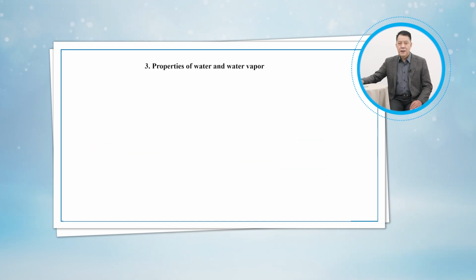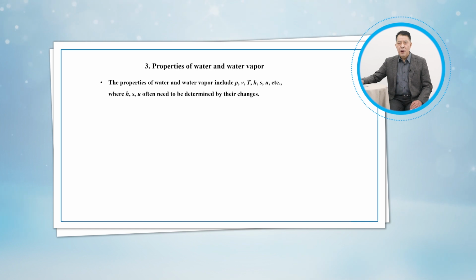Finally, let's talk about the properties of water and water vapor. The properties of water and water vapor include P, V, T, H, S, U, etc., where H, S, U often need to be determined by their changes. The properties can be looked up through the tables.